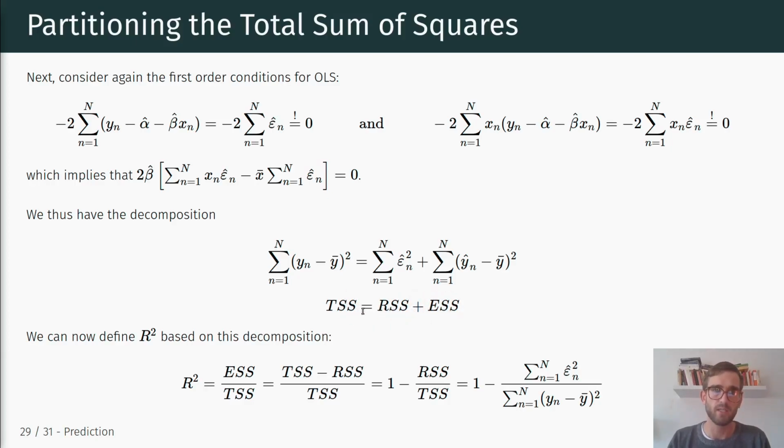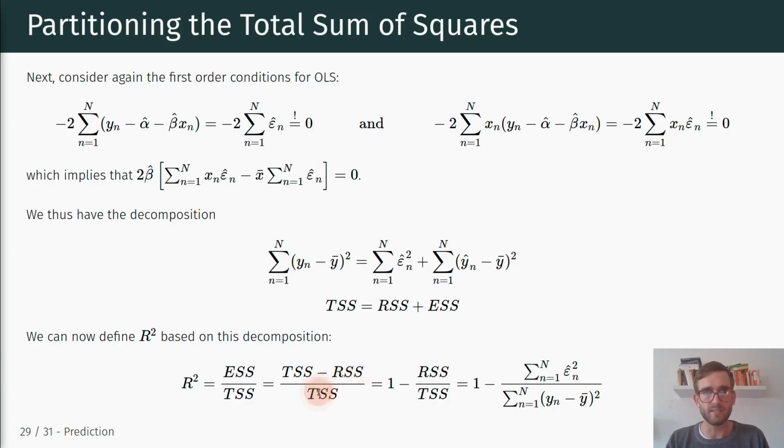If we put the residual sum of squares on the other side by subtracting the residual sum of squares on both sides, we have ESS equal to TSS minus RSS. So we plug this in here, and we're left with TSS minus RSS, total sum of squares minus residual sum of squares, divided by total sum of squares.